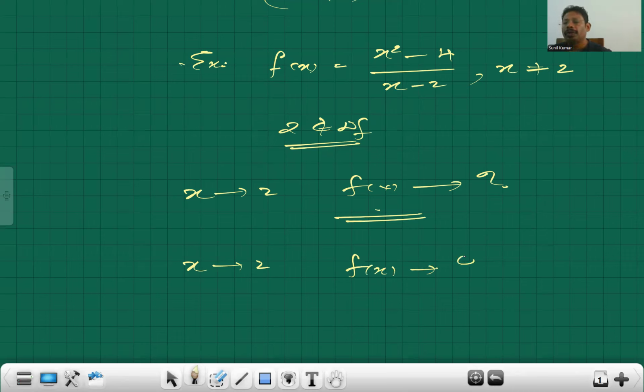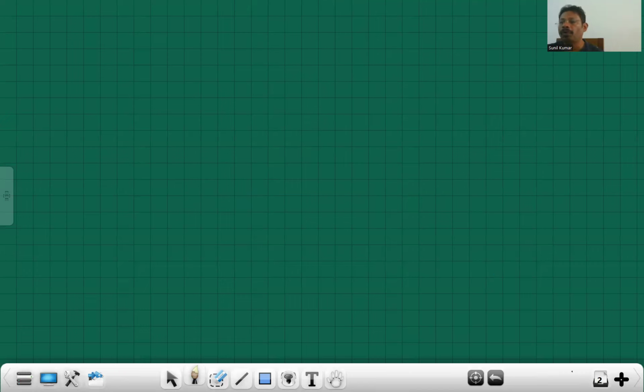The numerator is tending to 0, and the denominator is also tending to 0. This is the thing you should remember from this concept. So let me tell you the definition of the limit. Let me explain that definition itself. Let me write it.